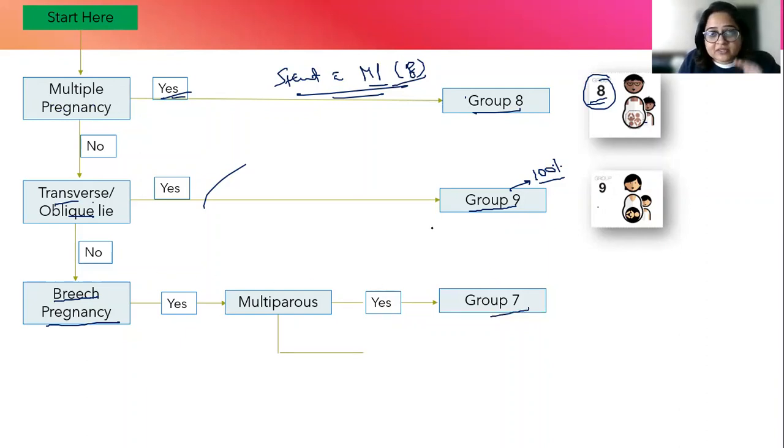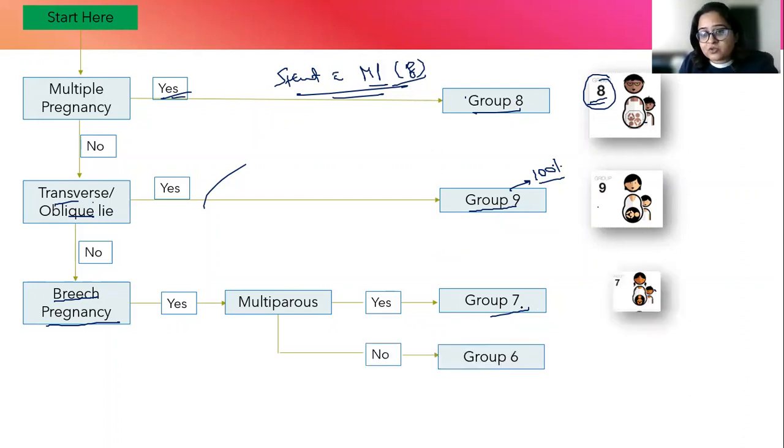So what do we start with? We start with multiple pregnancy. Yes, group 8. No, is she transverse oblique lie? Yes, group 9. No, is she breech? Yes. Is she multiparous? Yes, group 7. No, then she is group 6. So remember this page is important. 8, 9, 7, 6. Remember this order.